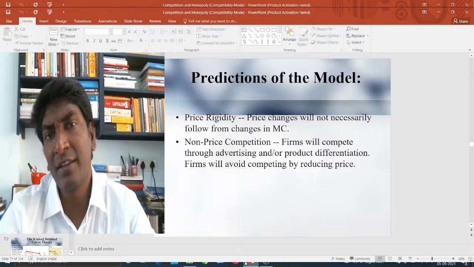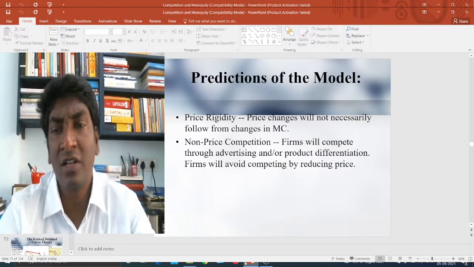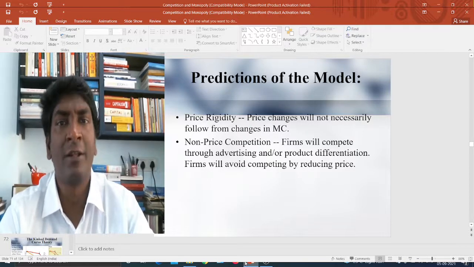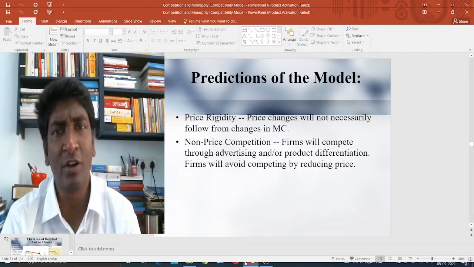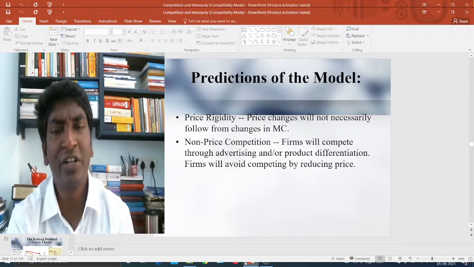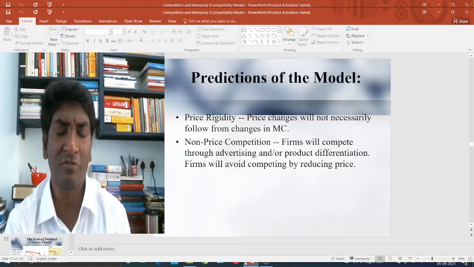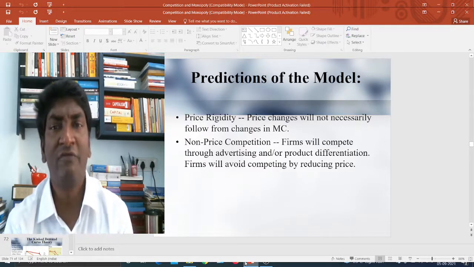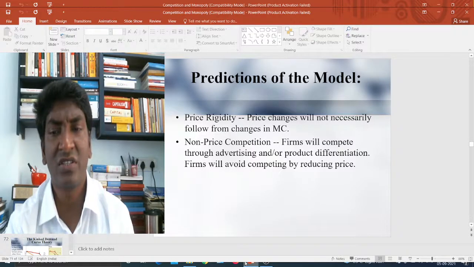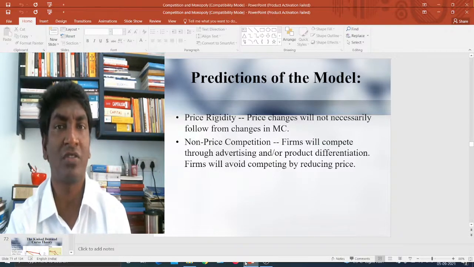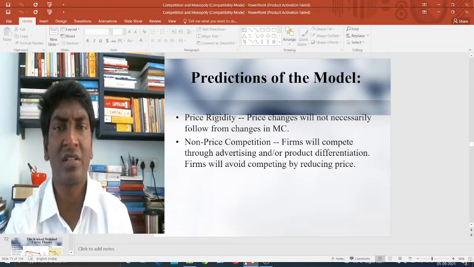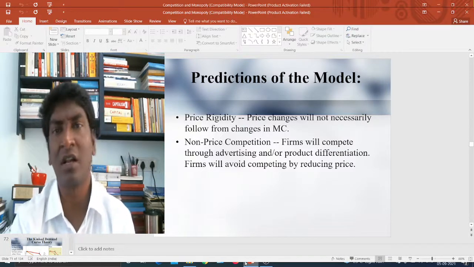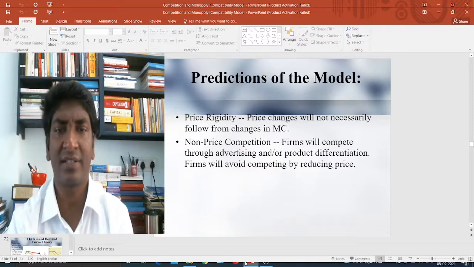Once you agree with that, then a whole lot of different discussion derives from what you call classically the mainstream economics, or new classical economics, whatever. Okay, so the prediction of the model is the following under the kinked demand curve framework. That is where you predict price rigidity: price changes will not necessarily follow from changes in marginal cost. Now, that is the kind of situation which we have seen earlier, where price changes follow from the marginal cost. But this is nothing to do with that. That is the whole argument.